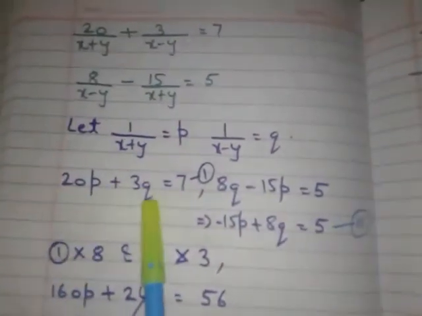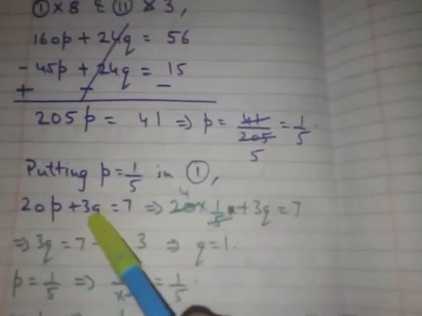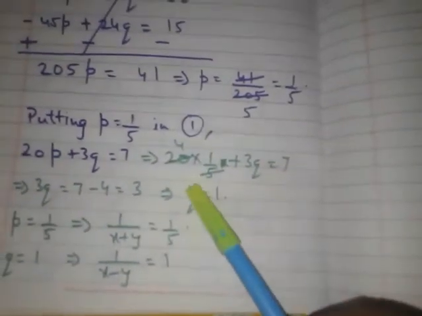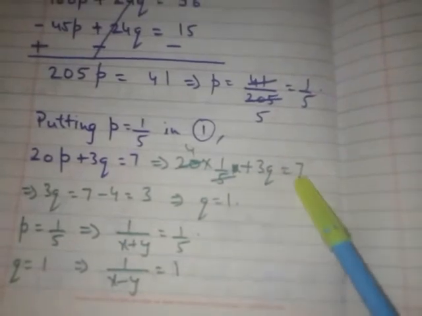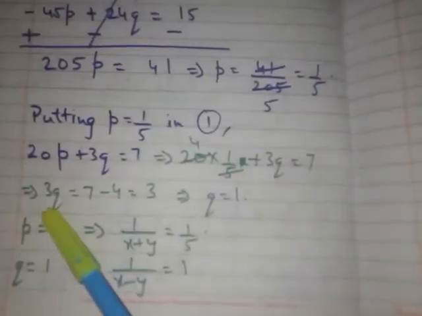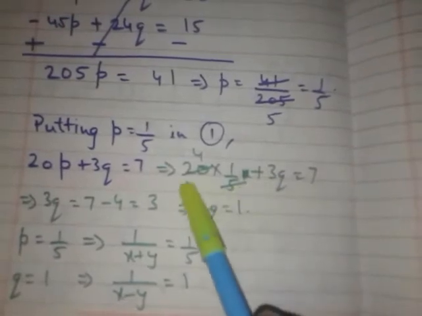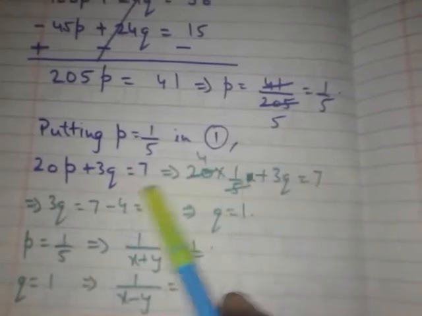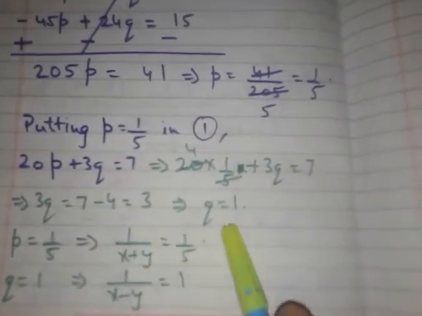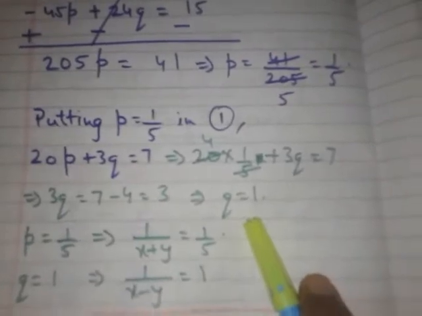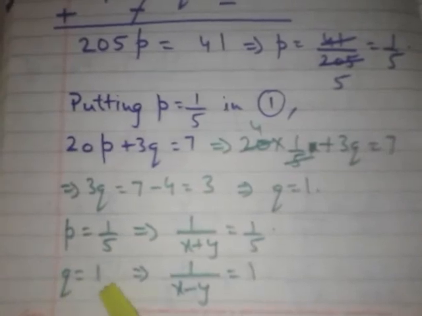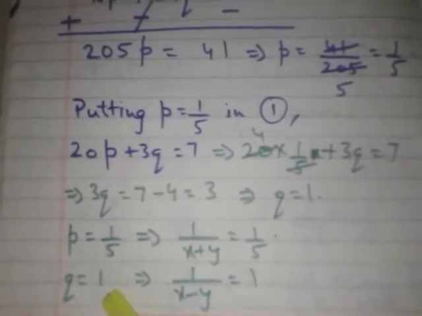Now we will put this value of p in equation 1, which is 20p plus 3q is equal to 7. So this becomes 20 into 1 upon 5 plus 3q is equal to 7. 5 4s are 20, so that cancels, and 3q is equal to 7 minus 4, that is 3. Therefore q is equal to 1. Now p is equal to 1 upon 5 and q is equal to 1.